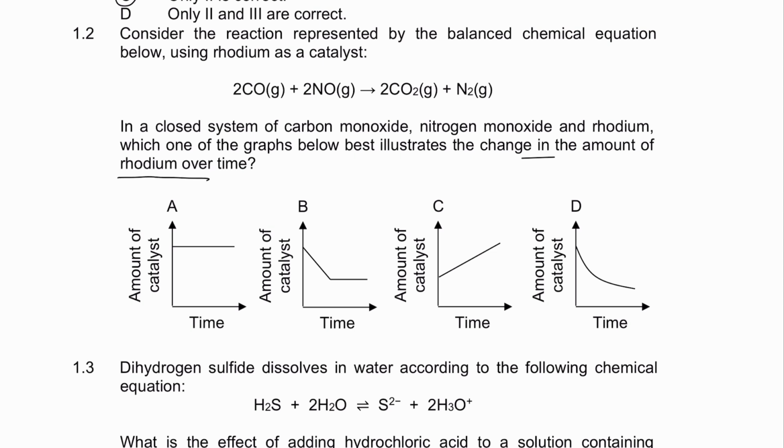Now, a catalyst does not react in a reaction, and a catalyst does not get used up. So the amount of the catalyst remains constant during the reaction. So the answer is A.